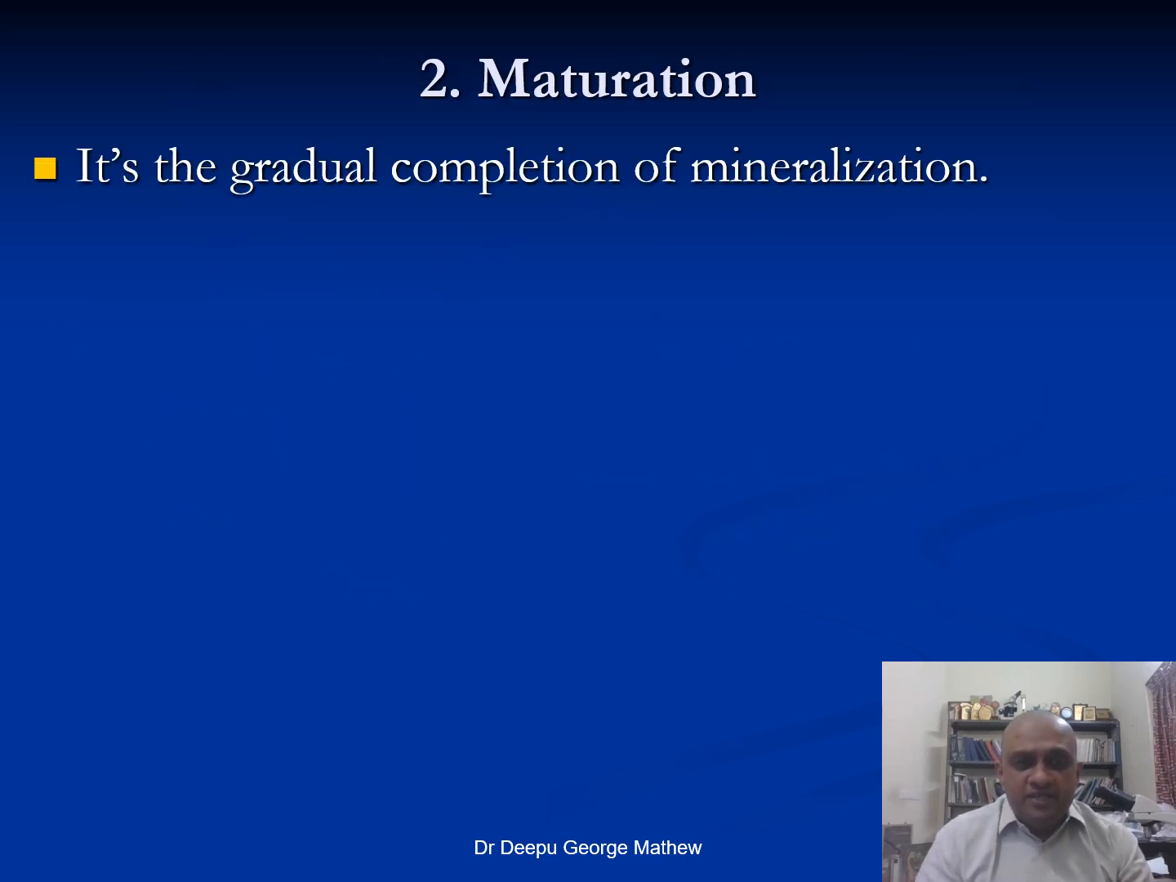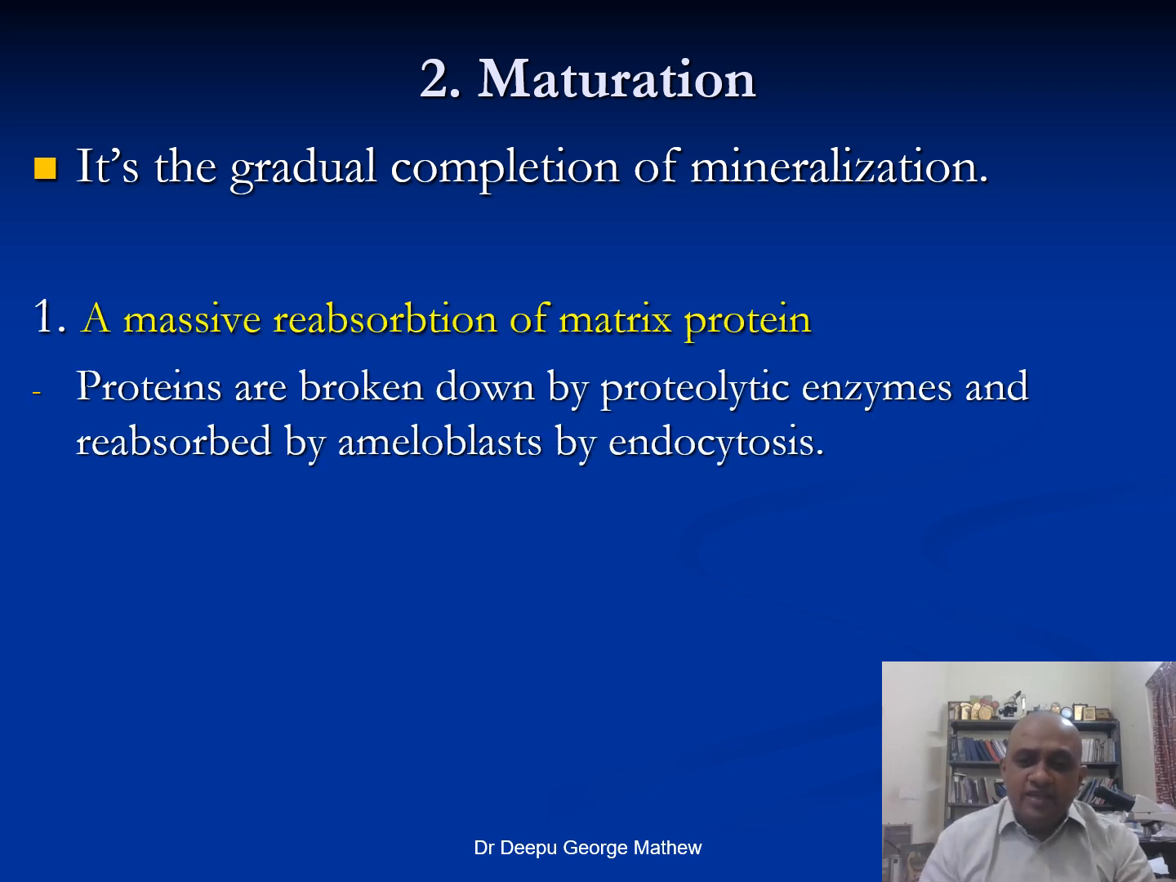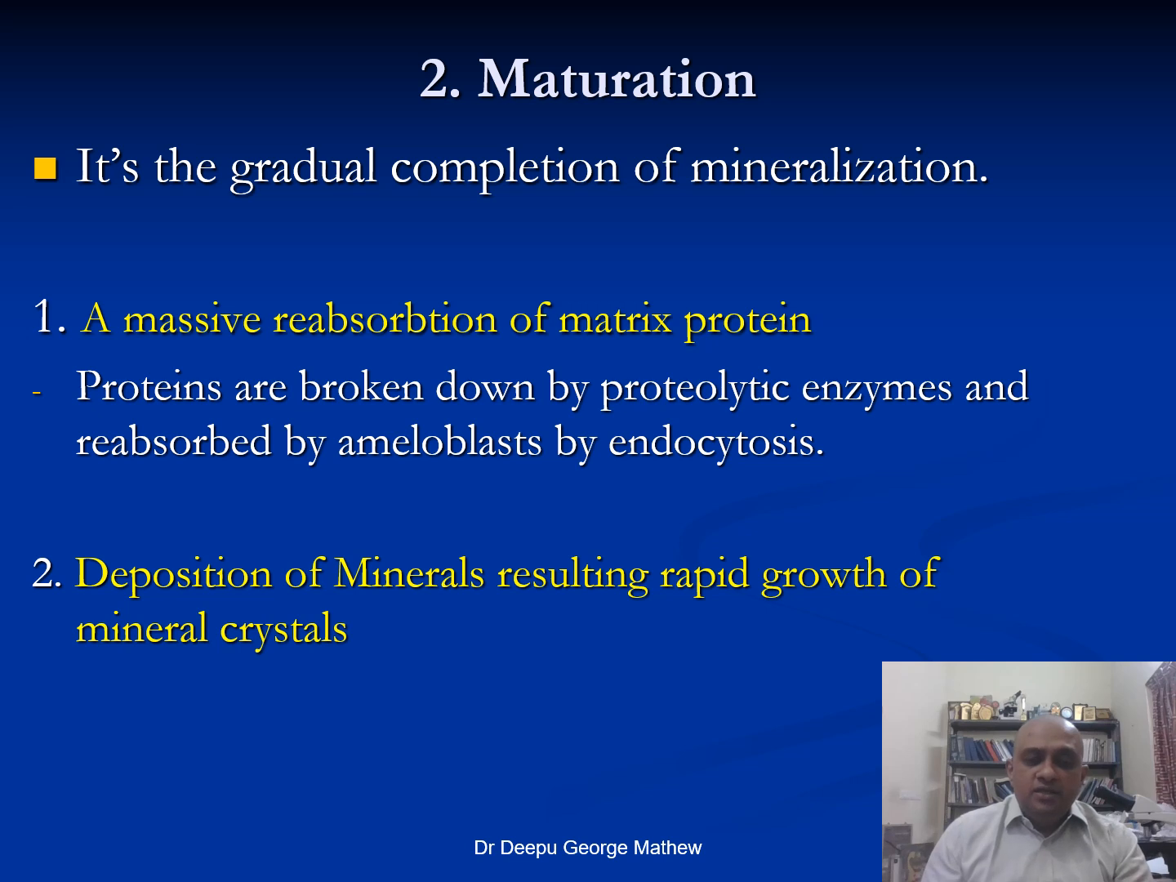Next is maturation, that is the gradual completion of mineralization. And here the ameloblast plays a vital, key role in this mineralization process. Now there are two events happening over there. One is a massive reabsorption of the matrix proteins. That is, enamel matrix proteins are already there, and they have to be removed so that the mineral hydroxyapatite crystals can be deposited over there. So these proteins are broken down by proteolytic enzymes and they are reabsorbed by ameloblasts by endocytosis. And the deposition of the minerals will happen after that, resulting in a rapid growth of mineral crystals.